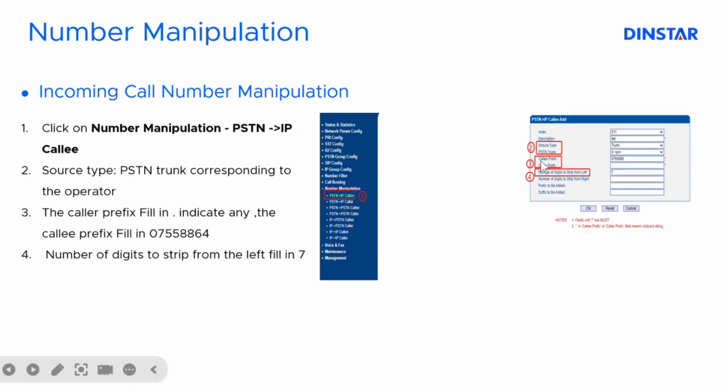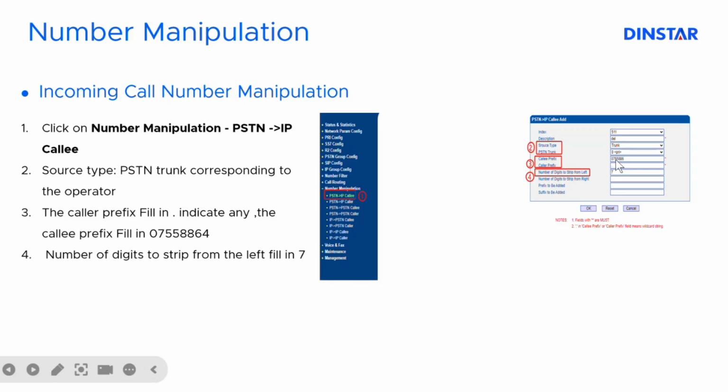After selecting the source PSTN trunk, which is usually the carrier's trunk, we also need to set the callee prefix, like the dot. The dot indicates any, which means any number. And we also need to set the prefix you want to remove, like this area code. And we also need to set how many digits to strip from the left.